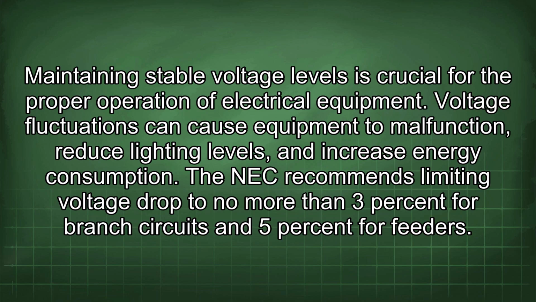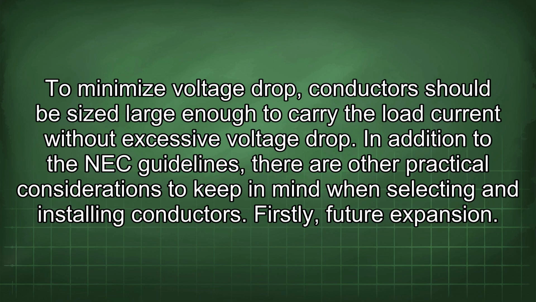Maintaining stable voltage levels is crucial for the proper operation of electrical equipment. Voltage fluctuations can cause equipment to malfunction, reduce lighting levels, and increase energy consumption. The NEC recommends limiting voltage drop to no more than 3% for branch circuits and 5% for feeders. To minimize voltage drop, conductors should be sized large enough to carry the load current without excessive voltage drop.